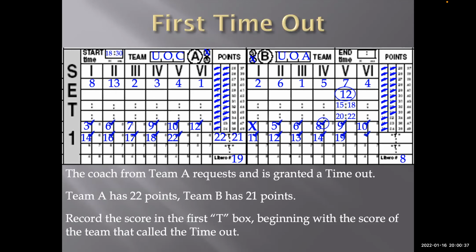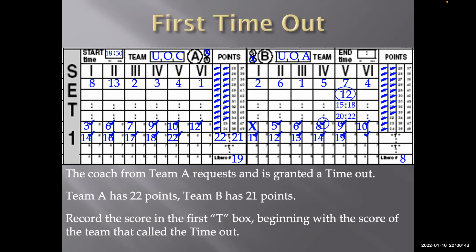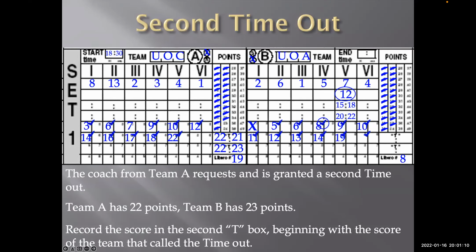Timeouts. This is probably the easiest one. Okay, so the coach is going to request a timeout. In this case, it's Team A. Team A's score is 22, B is 21. You will record that in the area below the running points with a T in the middle. And you once again will record the team that's calling it first and then the other team score after. The second timeout will go right below it. The first one wasn't effective in this case, and they called the second one.